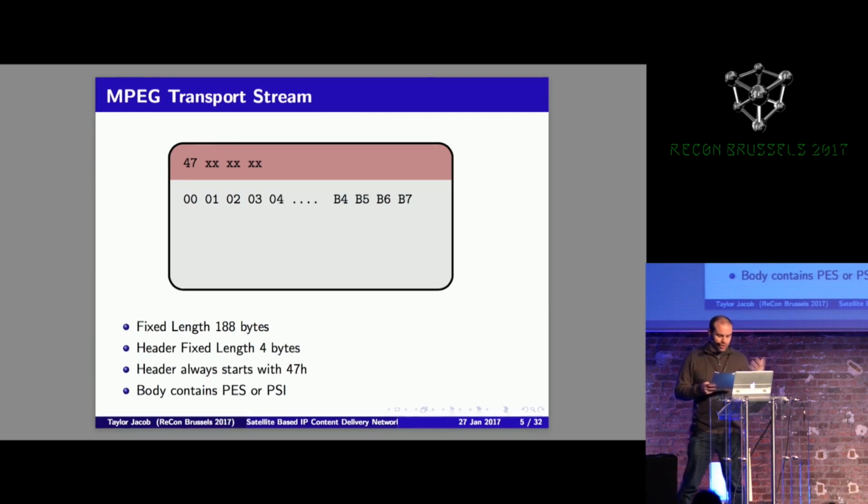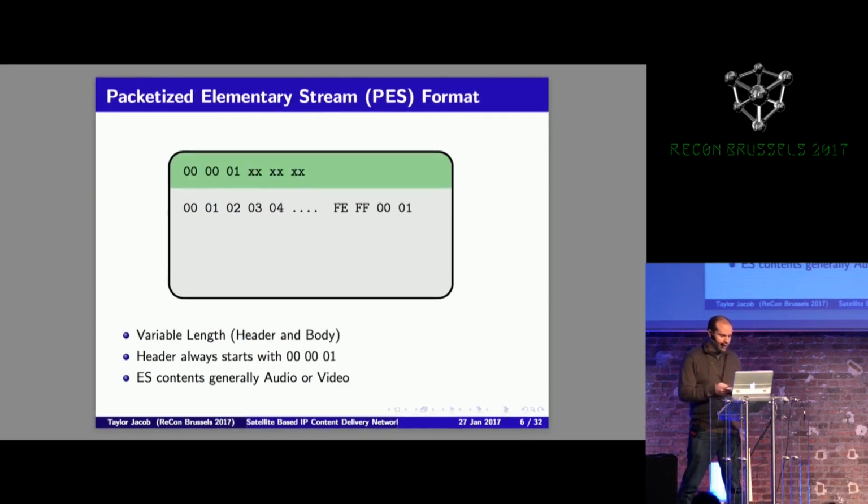And as far as encryption, DVB encryption will run on that 184-byte payload. It's just the generic 0x01 to 0xB7 there in my diagram. And then the second part I need to cover is the packetized elementary stream and PSI data.